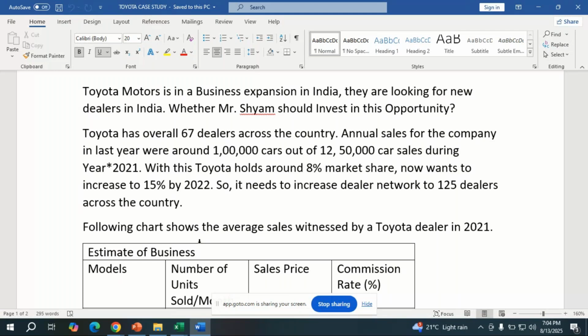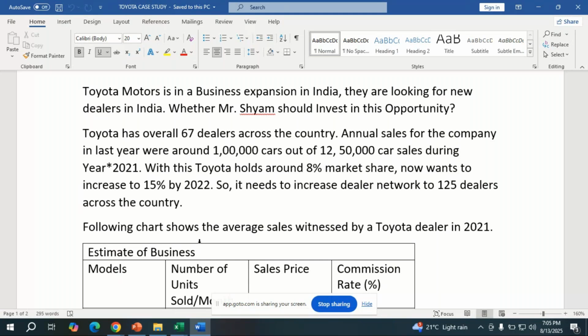It is a business expansion plan. Toyota Motors is looking for new dealers in India who can invest into this business. Now, Mr. Sham is interested to invest in this business, but should Sham really invest in this opportunity? Would it be feasible for him? Would he be able to make gains out of this investment? That is the question.